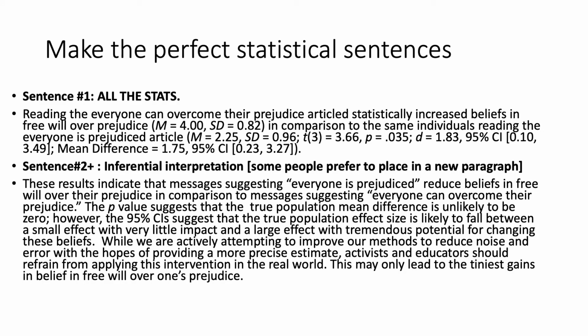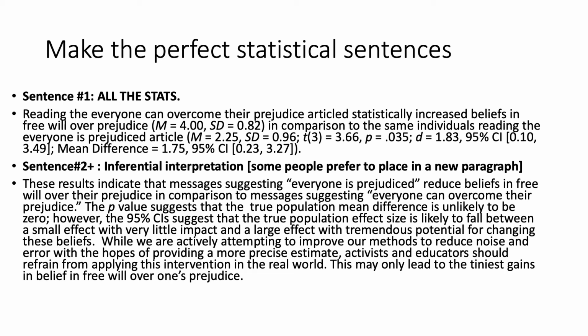All right, so I know a lot of folks like the rules of how to write in APA and all that. So let's just show how I would present this finding. You can copy my sentence directly. I'm trying to present all my statistics in one sentence. Reading the everyone can overcome their prejudice articles statistically increase beliefs in free will over prejudice in comparison to the same individuals reading the everyone is prejudice article.